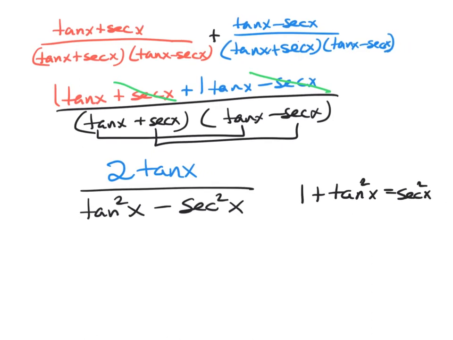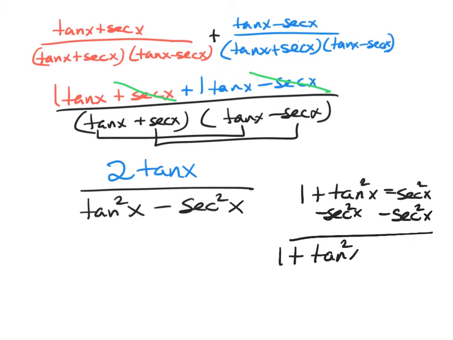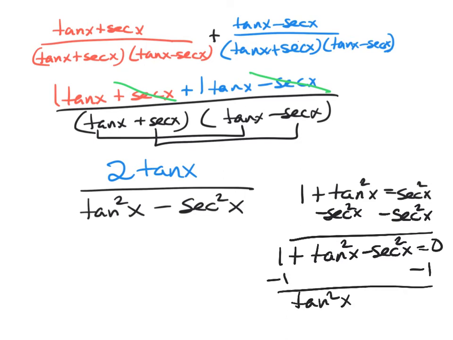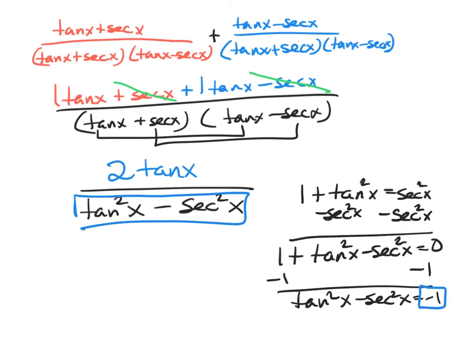I'm going to rearrange it so it looks like what's in the denominator. I'm going to move secant over. So now I have 1 plus tangent squared x minus secant squared x equals 0. I want it to look like the bottom, so now I move the 1 over. So now my identity looks exactly like the denominator. So now I'm going to replace what's in the denominator with -1.